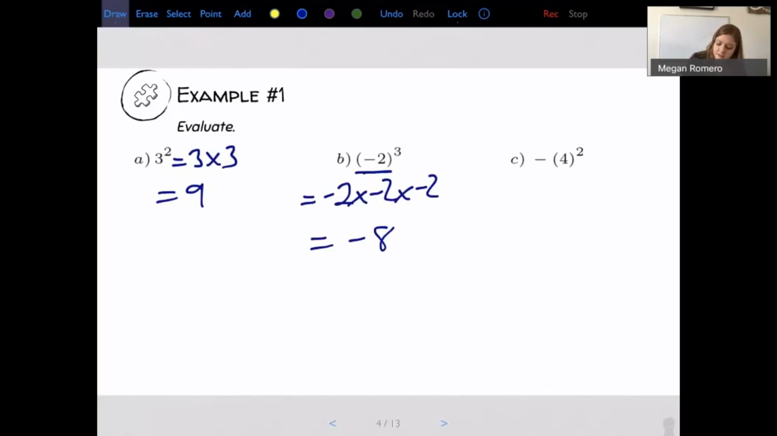Example C looks a little bit different. The negative is on the outside of the parentheses, and when we have something on the outside like that, you can imagine that there's a negative 1 there. So this means negative 1 times 4 squared. If you follow the order of operations, we do the exponents before we do the multiplication. So in this case, we have negative 1 times 4 times 4, which gives us negative 16.